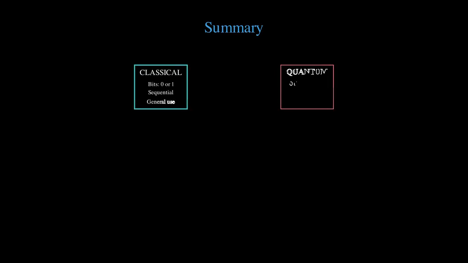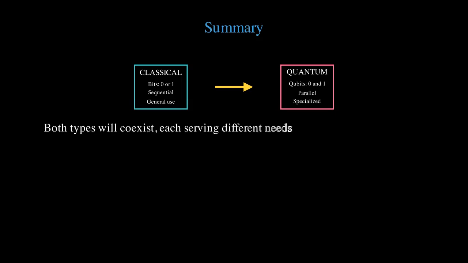Classical and quantum computers represent fundamentally different approaches to computation. Classical computers use definite bits for sequential general-purpose computing, while quantum computers use superposition qubits for parallel specialized tasks. The future will see both classical and quantum computers working together, each handling tasks they're best suited for.